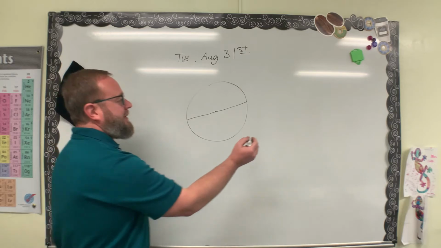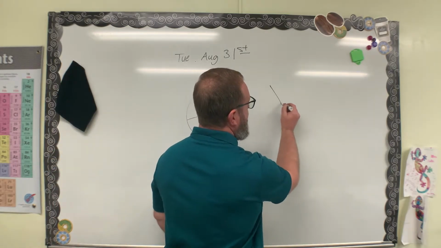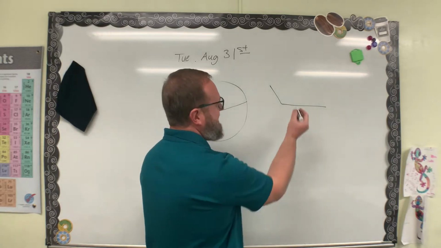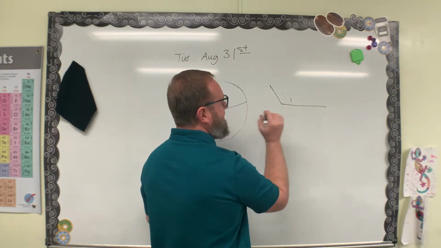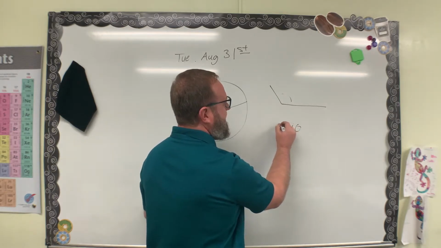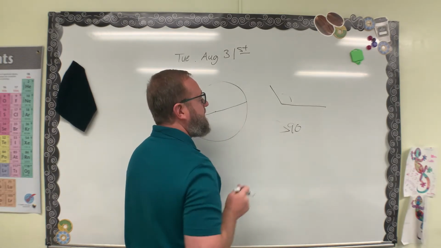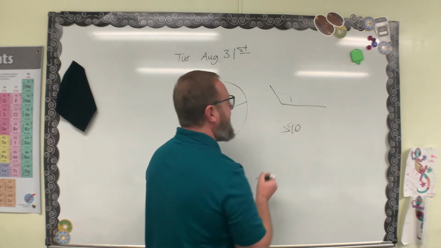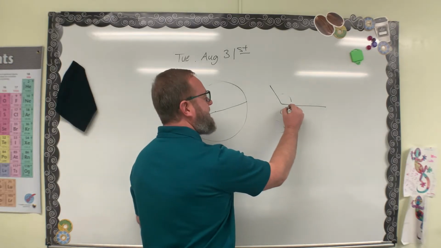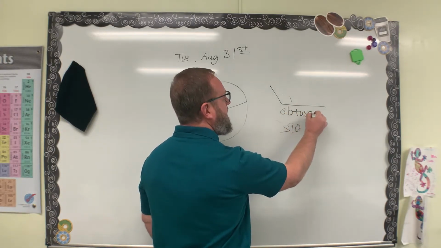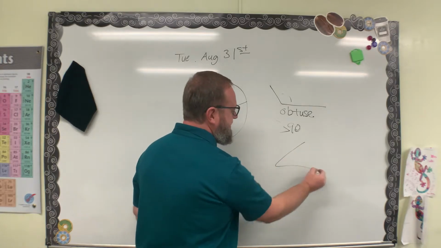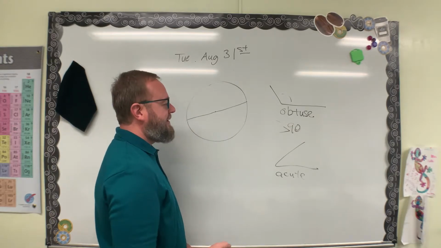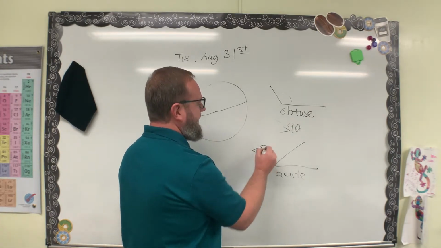What kind of angle do we call this angle? We're kind of eyeballing it, but that's definitely greater than 90 degrees. So it's greater than 90, and we call that an obtuse angle. Now what is this one? Acute angle. An acute angle is going to be smaller than 90.